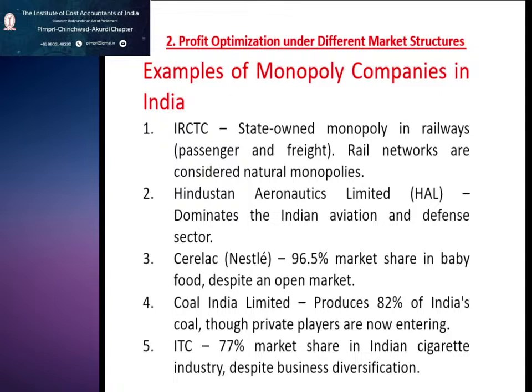Fifth example of monopoly company in India is the ITC. ITC holds 77% market share in the Indian cigarette industry despite business diversification. So ITC is no more only in cigarette or tobacco products. It is already there in all kinds of diverse products or diverse portfolio. However, still it holds almost 77% of the tobacco products or the cigarettes in the Indian industry. Yeah, so these are the examples of monopoly companies in India.